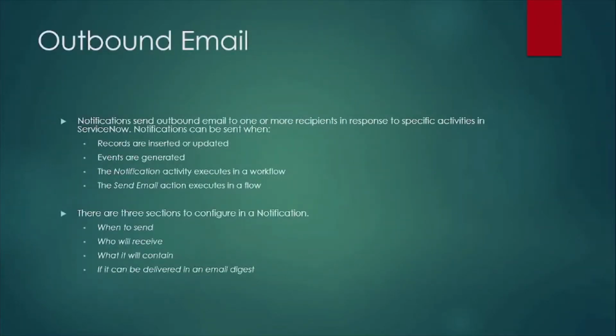So we will cover in the live troubleshooting how we can create outbound emails. There are three scenarios to configure the notifications: when to send, who will receive, what it contains, and whether the condition can be delivered in an email digest or not. Alright, so the notification is especially generated whenever records are inserted or updated, or whenever events are generated, at that time mails will be generated. Actually, the notification activities execute in the workflow, and we can send email actions that execute in the flow as well, right?